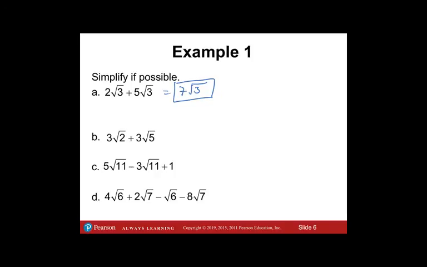Notice that these radicals are not the same, so they are not like radicals. These are not like radicals, so we can't add them.